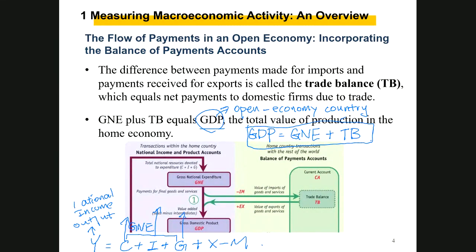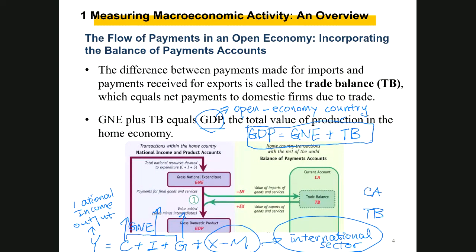And the last part is coming from the international sector, right? So we call it trade balances. And later on, you will have a new name called current account. Well, it's not necessarily the same, because we have a lot of goods right now. So current account will be the trade balances in the goods, and there are two other accounts we are going to discuss later on. So all you need to know is GDP equals GNE plus trade balances in an open economic setting.